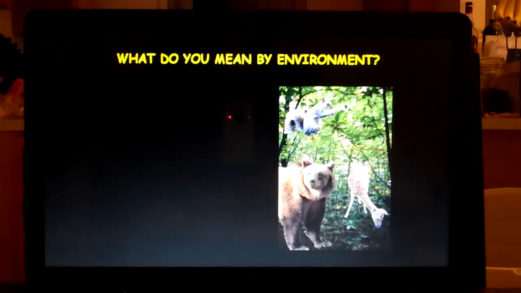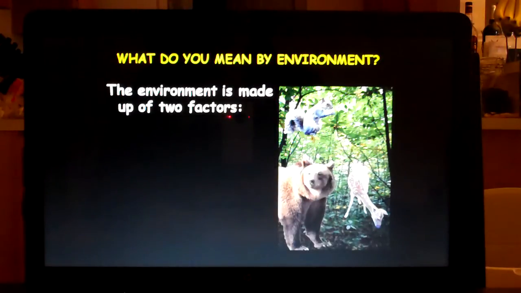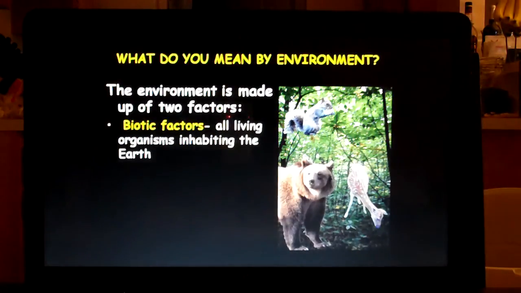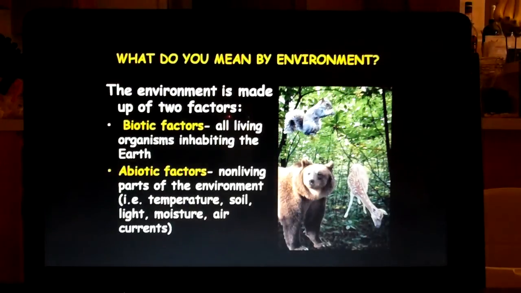Okay, so what do we mean by the environment? The environment is made up of two factors, biotic factors, bio meaning living. So biotic factors are all the living organisms inhabiting the earth. And abiotic, bio meaning living, but a meaning not. So abiotic would be all the non-living parts of the environment: temperature, soil, light, moisture, air, currents. Now just think, what else is there within the environment that is not living? There's probably some that you can come up with.